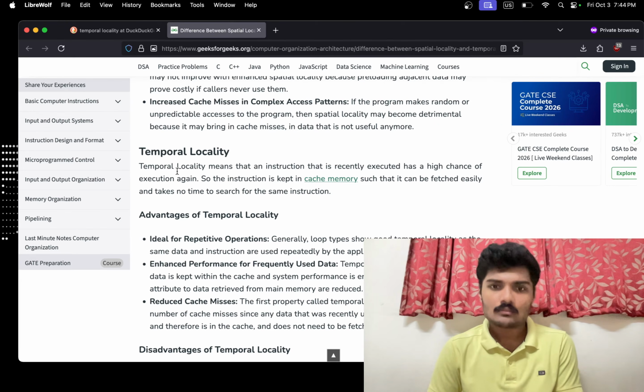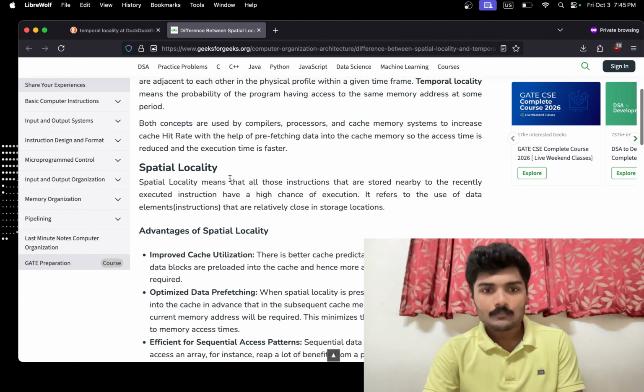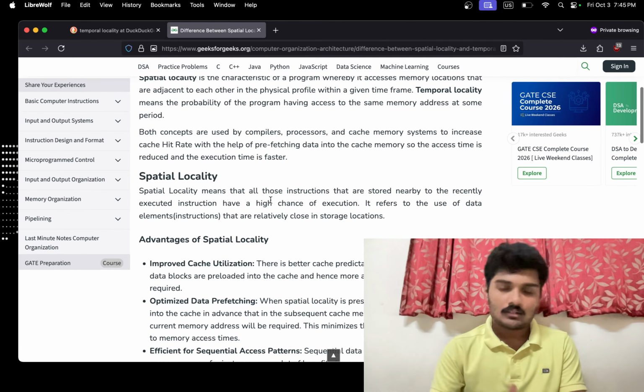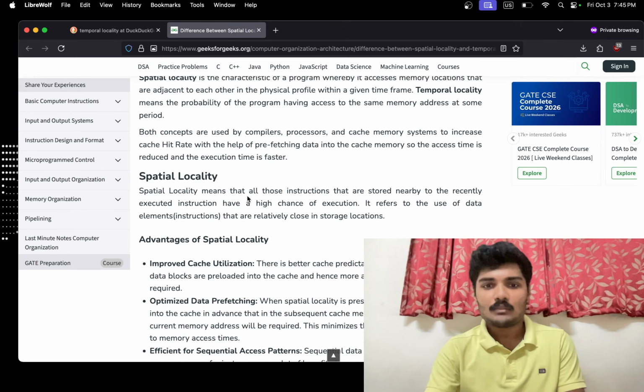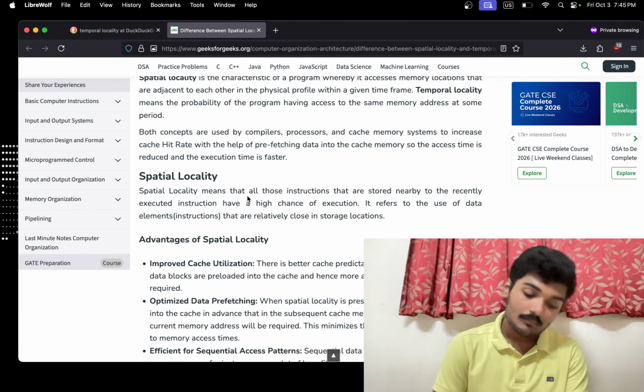Okay. So the instruction is kept in the cache memory such that it can be fetched easily and takes no time to search for the same instruction. And spatial just means the adjacent blocks. Spatial locality means that all the instructions that are stored nearby to the recently executed instruction have a high chance of execution. Yeah, got it.